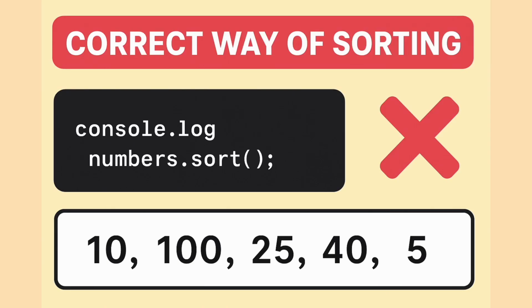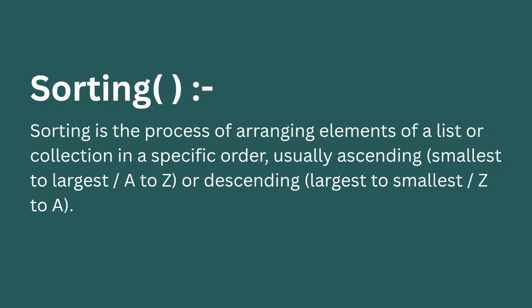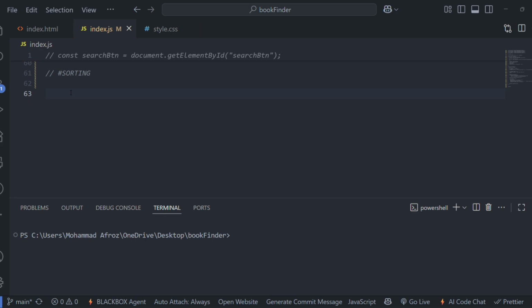In this video, we are going to clear one of the most common confusions in JavaScript: sorting arrays. Most people just write arr.sort() and think it's doing numerical sorting, but actually, it's not that simple. Here's the definition: sorting is the process of arranging elements in a specific order.